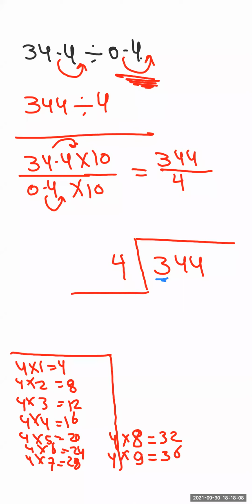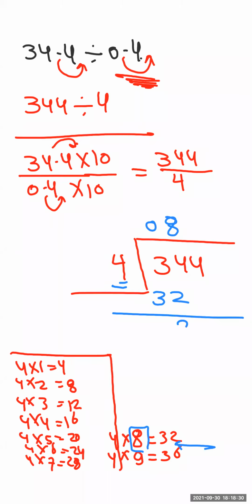Now 3 is divisible by 4? No. So use the next number, 34. Get it from the draft. It's between 32 and 36, so use the smaller quotient, 8. 8 times 4 is 32. Now subtract. 4 minus 2 equals 2, 3 minus 3 equals 0. Guys, listen carefully so that all of you can understand the points.